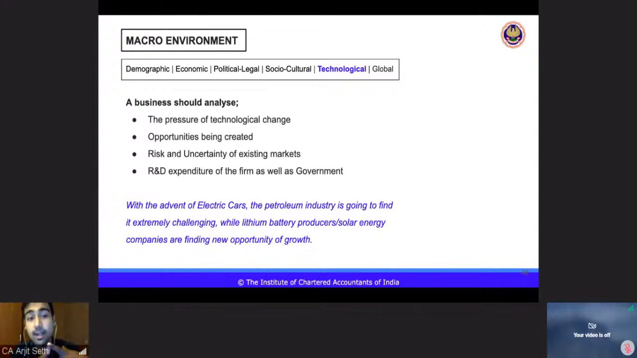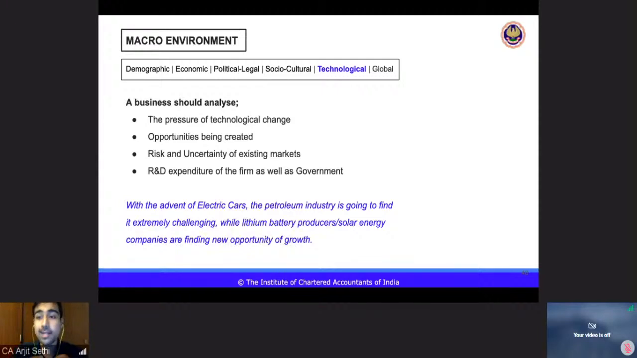Second is what are the opportunities being created through this technology? I have to take care of that as well, right? And what are the risks and uncertainties of existing markets? If I don't take up new technology, what are the risks that I have? Then what is the R&D expenditure of the firm as well as the government on technology, right? Is the government pushing for more technological changes? Is the country more focused on technology? Only then I would want to go into technology, right? I do not want to be in an economy.